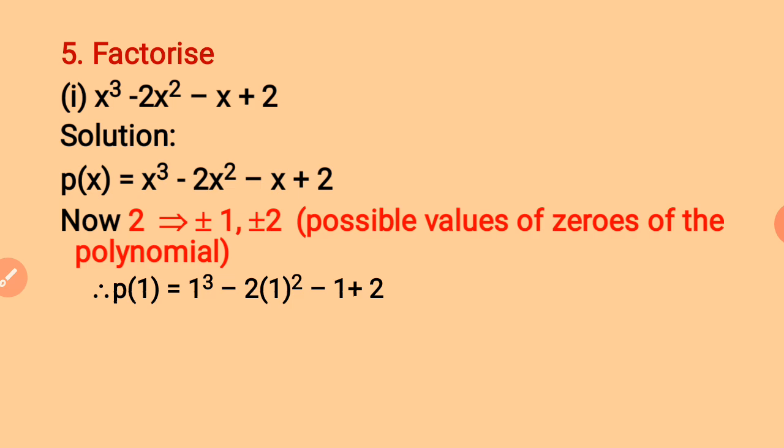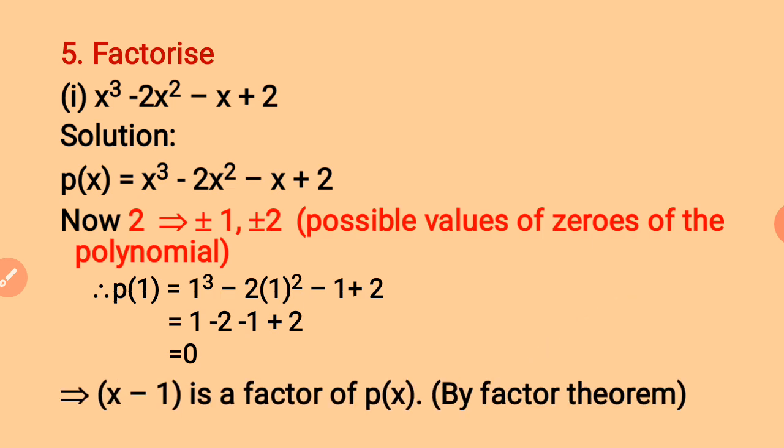We'll check out for as many values as possible and we'll try to pick the value where we get the remainder as equal to 0. So this is all a trial and error method. P of 1, we get it as 0. If P of 1 is 0, we can say that x minus 1, the opposite sign, x minus 1 is a factor of the given polynomial. So this is what we will write, x minus 1.